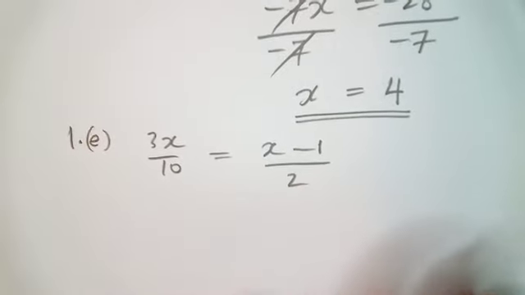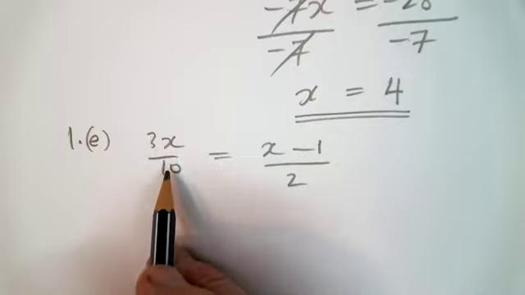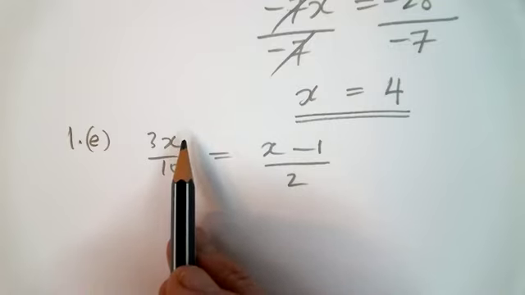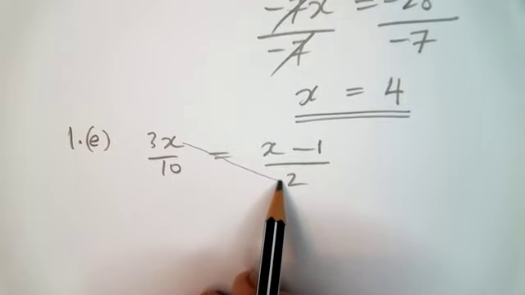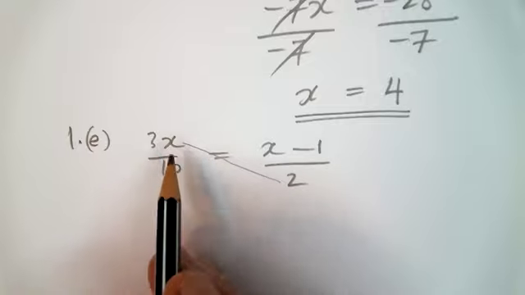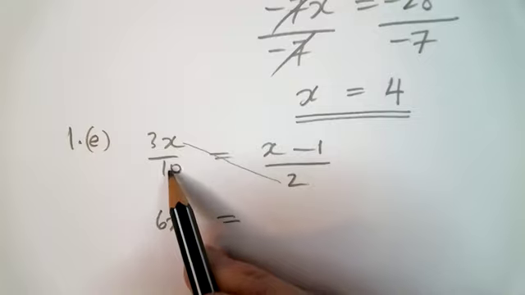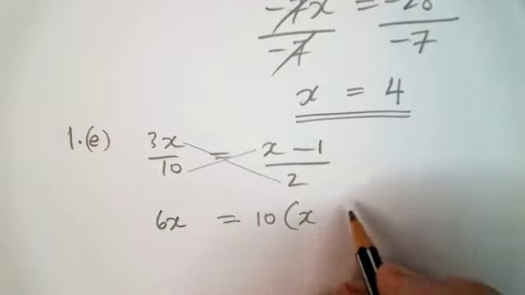Okay, so with these, there's lots of ways of doing them, but at the end of the day, if you've got an algebraic fraction on either side of an equal sign, you can just cross multiply. And it doesn't really matter which way you do this. So I could go, for example, 3x times 2, and 2 times 3x is going to be 6x. I'll just write that in now. 6x is equal to 10 times x minus 1.